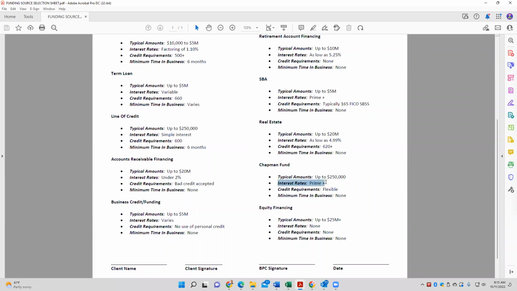Again, interest rates are low, similar to the SBA approach. It's based upon the current prime rate, which is, of course, always changing, it seems now. Very flexible credit requirements, no minimum time in business.